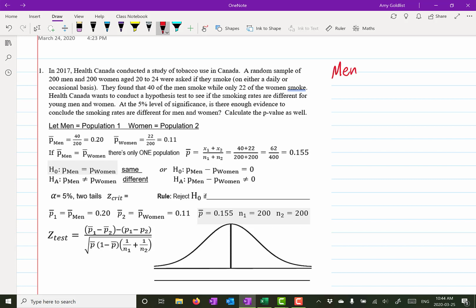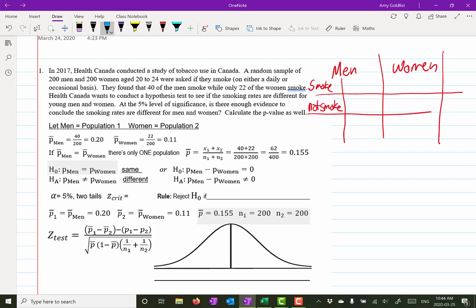So I'm going to write this in. Men, women, smoke, not smoke. When I draw this in here, we talked to 200 men and 200 women, and 40 of the men smoked, and 22 of the women smoked, meaning there's 62 out of 400 people smoked overall. We also have 160 men didn't smoke, 178 women didn't smoke, and 400 minus 62 is 338 people did not smoke.